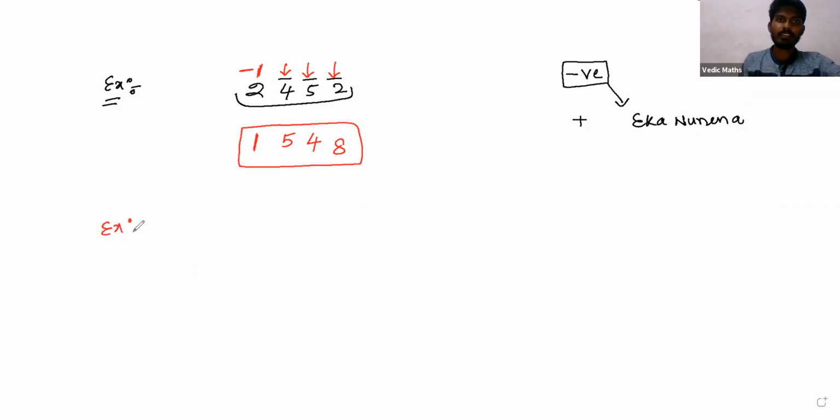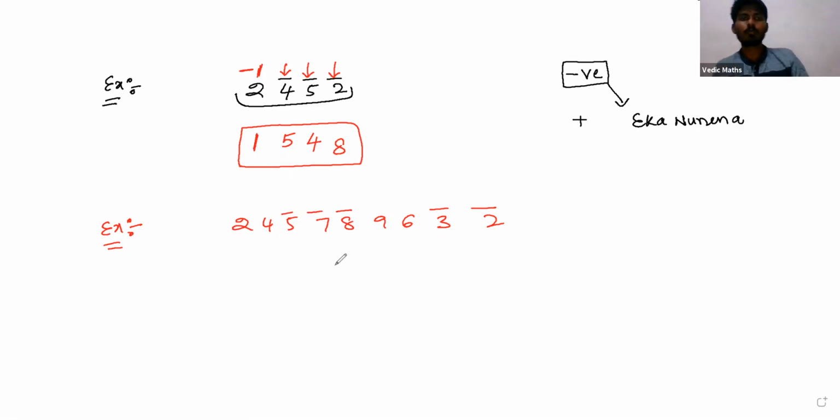Let me take another example and try to understand it. 2, 4, 5, 7, 8, 9, 6, 3, 2. So negative, negative, negative, negative, negative. First of all, on which condition do we select and group the digits? Now this is a totally positive number. Why? Because this number starts with a negative digit, so we have to remove the negative digits from the given question. So negative, negative, negative, positive is one group, and negative, negative, negative, positive is another group here.